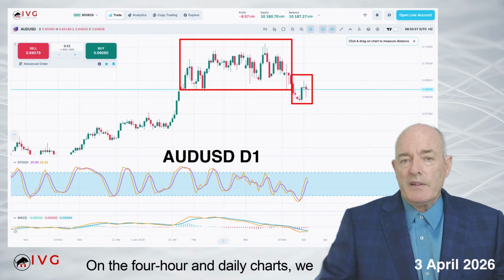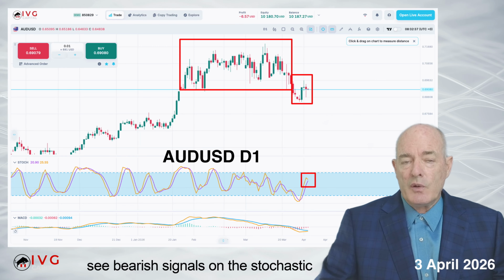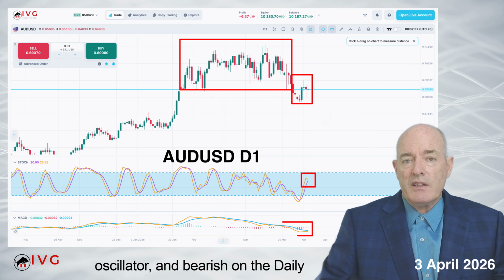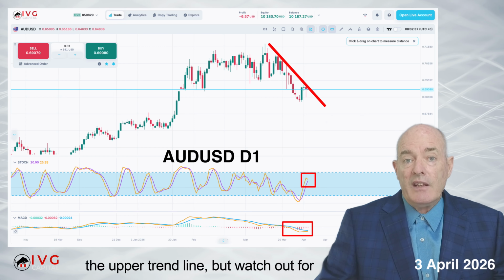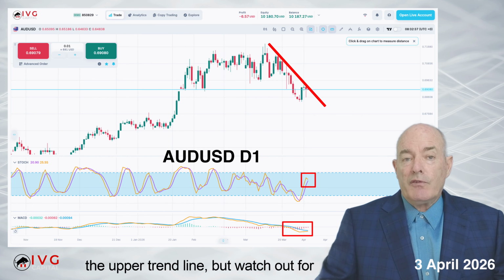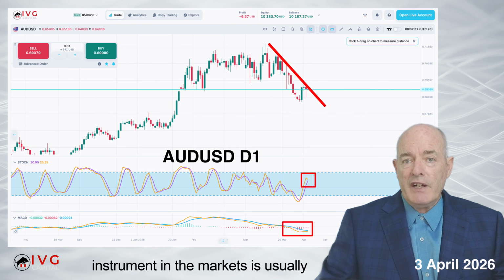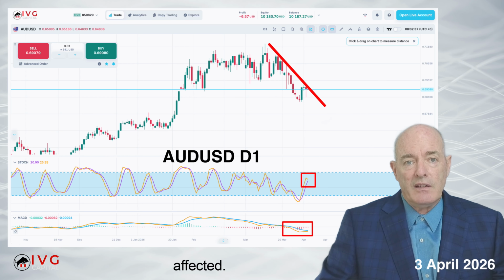On the 4-hour and daily charts, we see bearish signals on the stochastic oscillator and bearish on the daily MACD. Also, price action is in a downtrend at the upper trend line. But watch out for today's non-farm payrolls, as every instrument in the markets is usually affected.